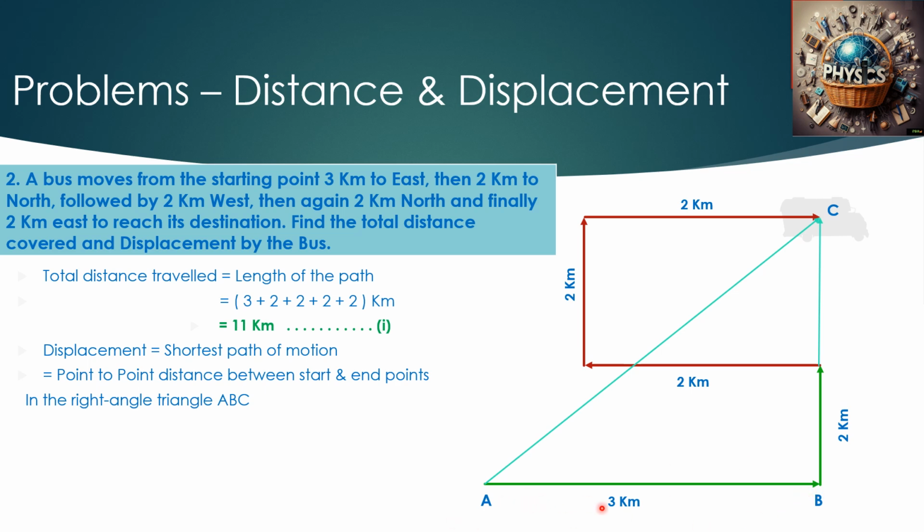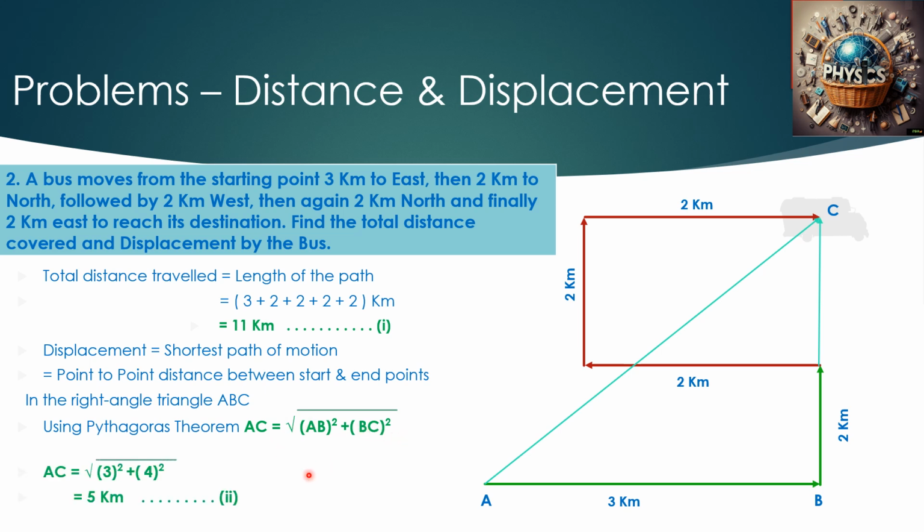We know the value of AB already. For BC, we know this part is 2 kilometers again. So the BC taken together will be 2 plus 2, nothing but 4. So again, using the Pythagoras theorem, we know AC is equal to the square root of AB square plus BC square. And again, we get the square root of 3 square plus 4 square, nothing but 5 kilometers towards the northeast direction.